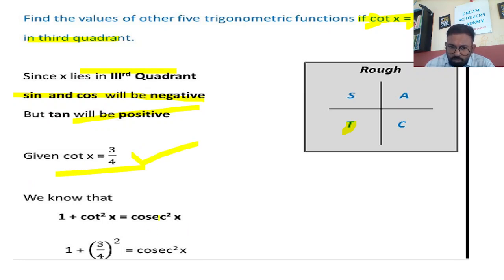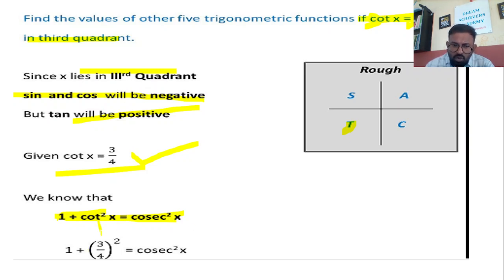I know one trigonometric identity, 1 plus cot square x equals cosecant square x. Okay, this is one more identity, same as sin square plus cos square equals 1. One more identity related to cot and cosecant: 1 plus cot square equals cosecant square, depending on the angle. So 1 plus cot square x equals cosecant square x.